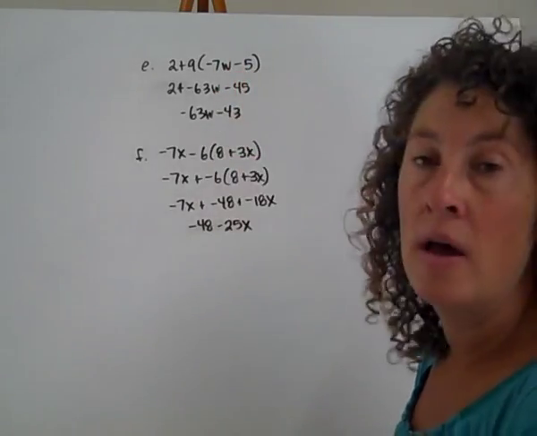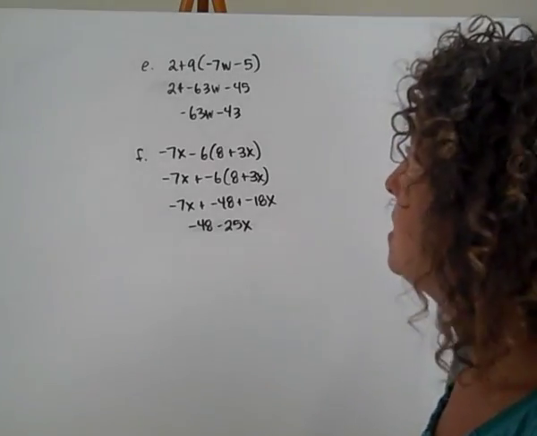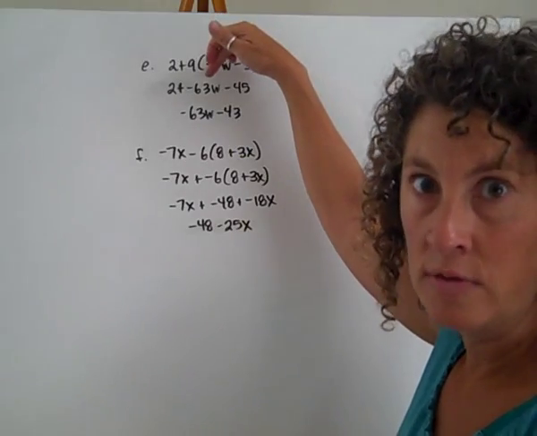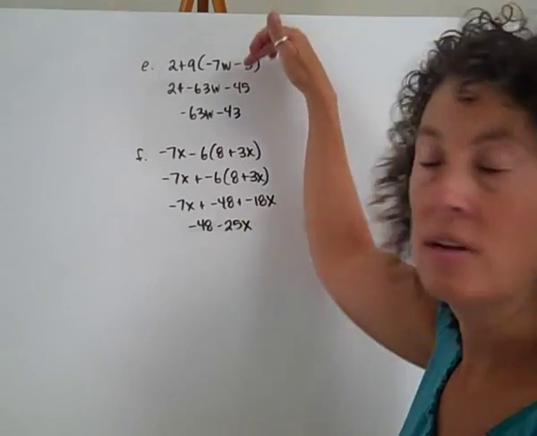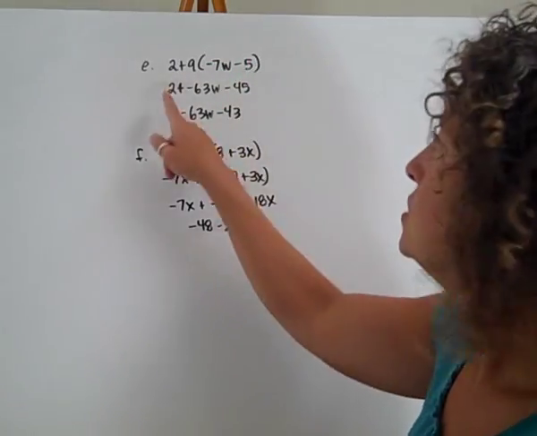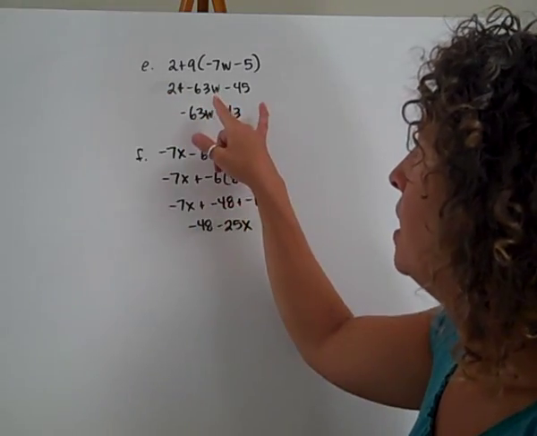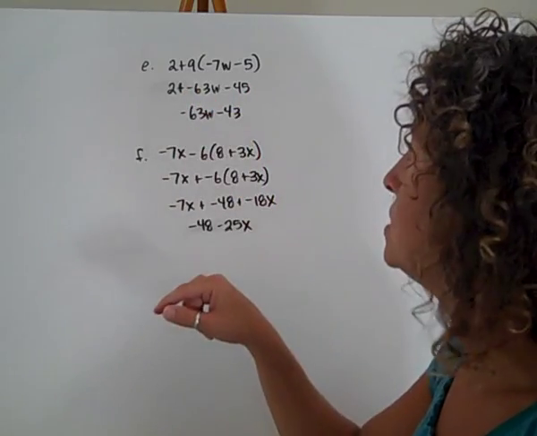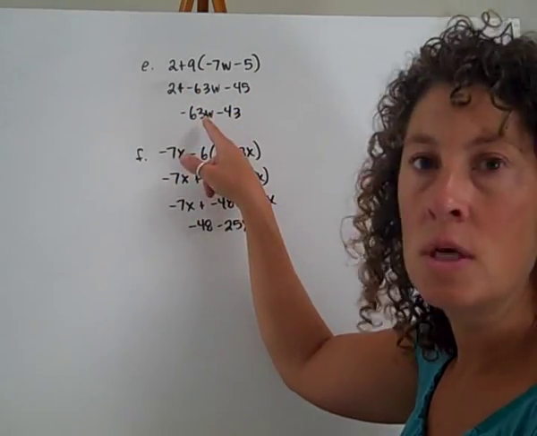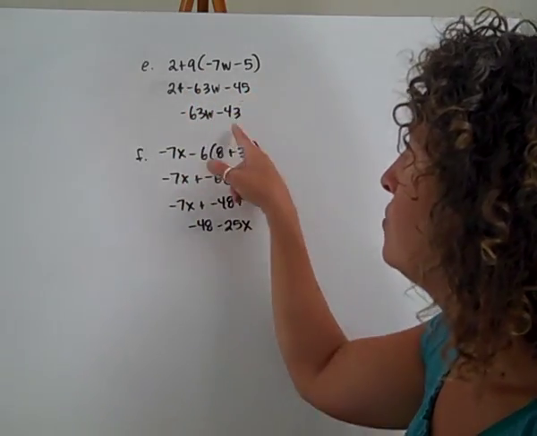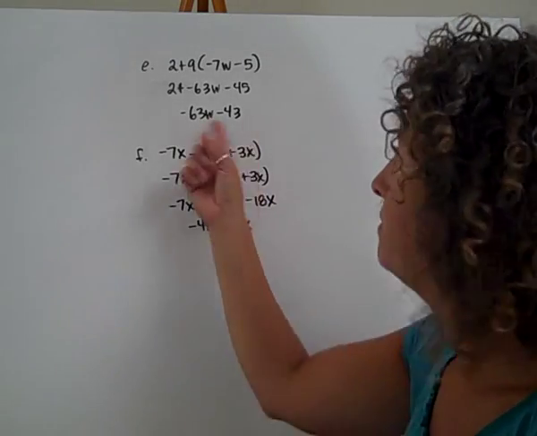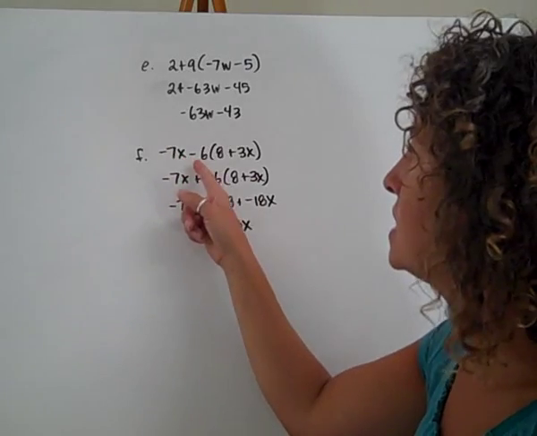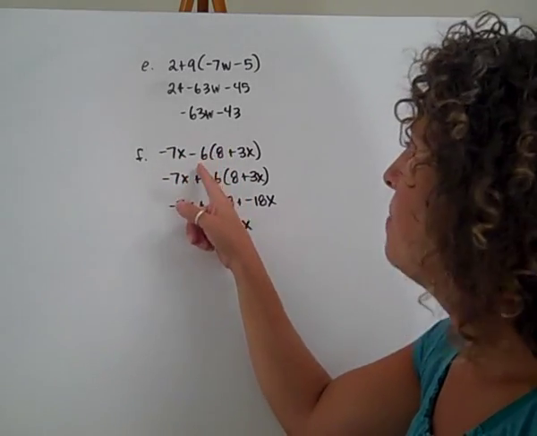Negative 7w minus 5, nothing I can do inside the parentheses there. I can distribute this 9, however. 9 times negative 7w is negative 63w. 9 times negative 5 is negative 45. So now I can look at this and say I have some like terms here. 2 and negative 45 are alike, so I can put those together. So I have negative 63w. 2 minus 45 gives me negative 43. Nothing else I can do with that. It's done.